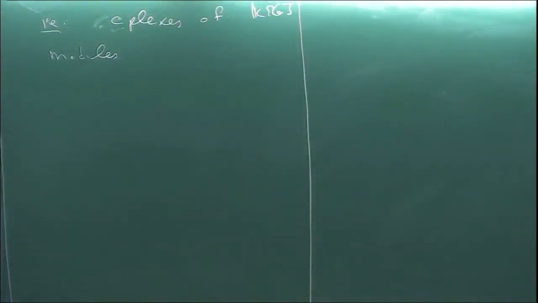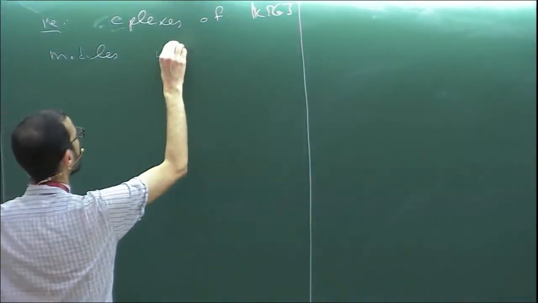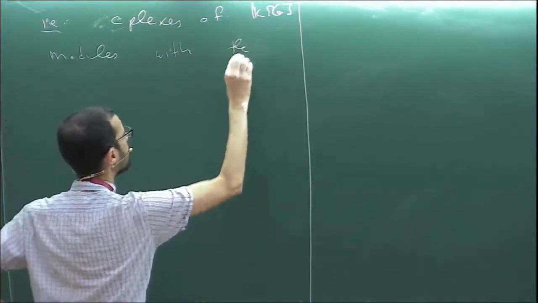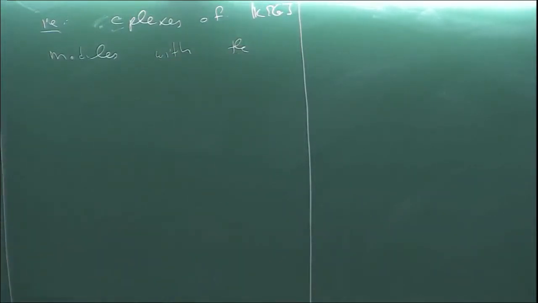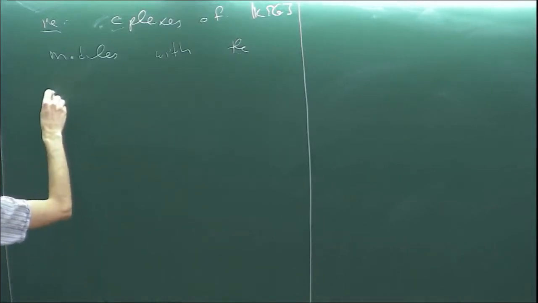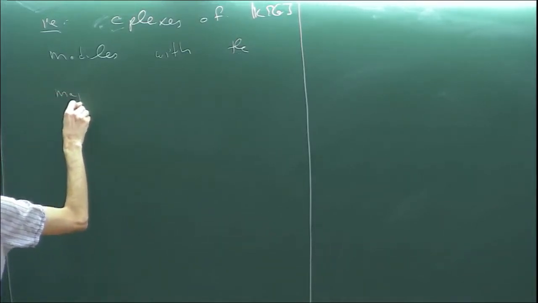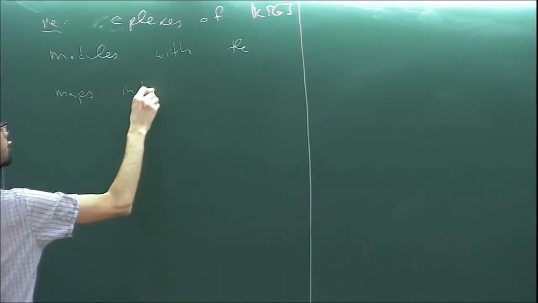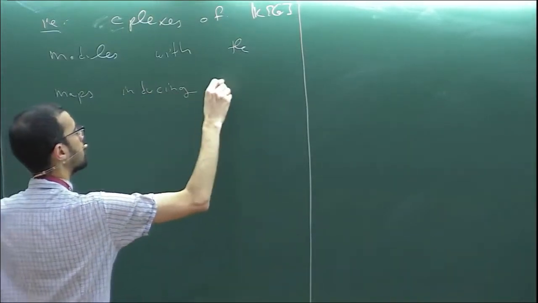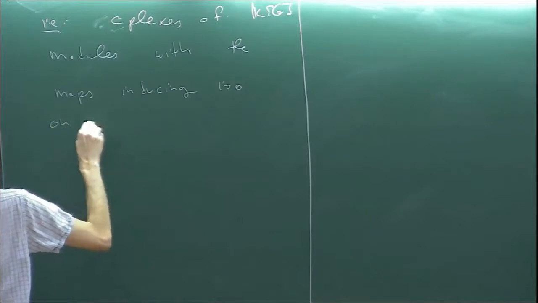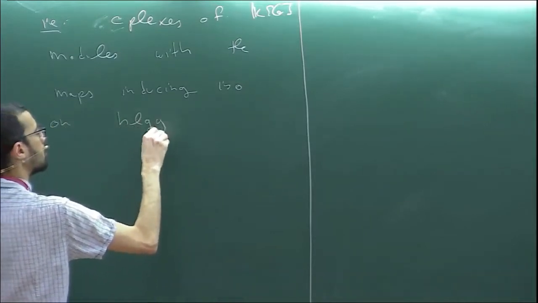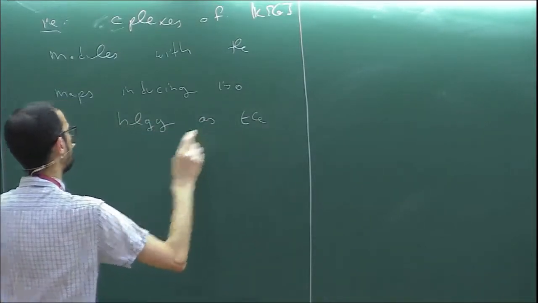In the sense of chain complexes, with the specific notion of equivalence being not isomorphism but quasi-isomorphism, with maps inducing isomorphism on homology as the equivalences.